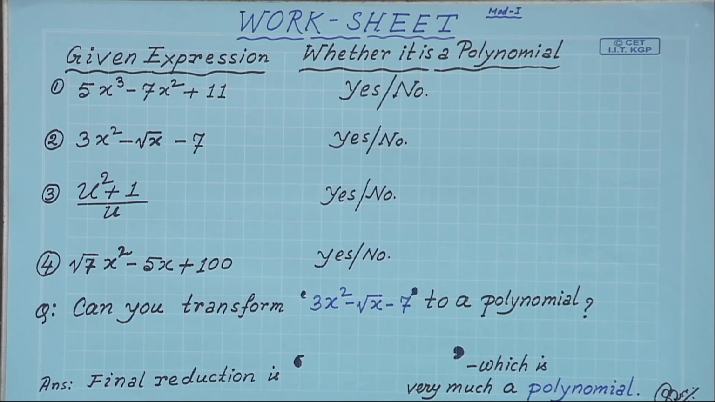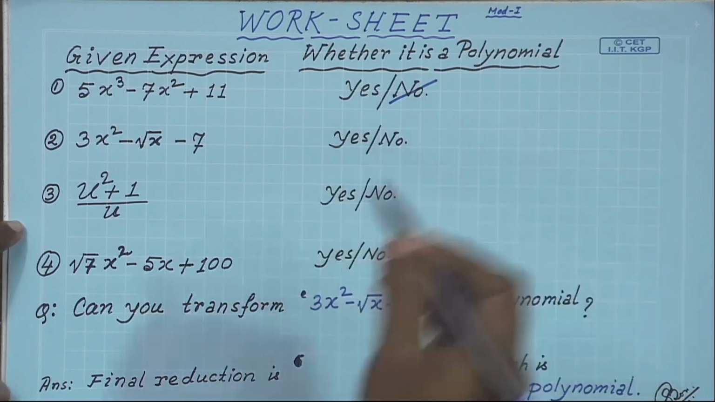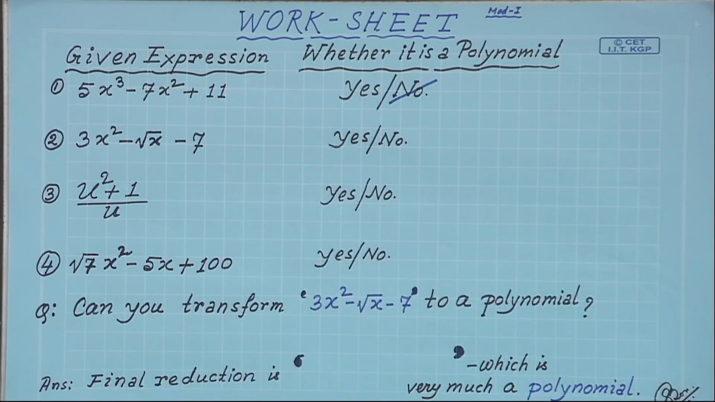Yes, sir. For the first expression, it is a polynomial. Why? Give a short explanation. Because it has 3 terms, 5x cube, minus 7x square and 11, and all the indices of the powers are whole numbers, namely 3, 2 and 0. Okay. So, this is a polynomial. I am striking out no.